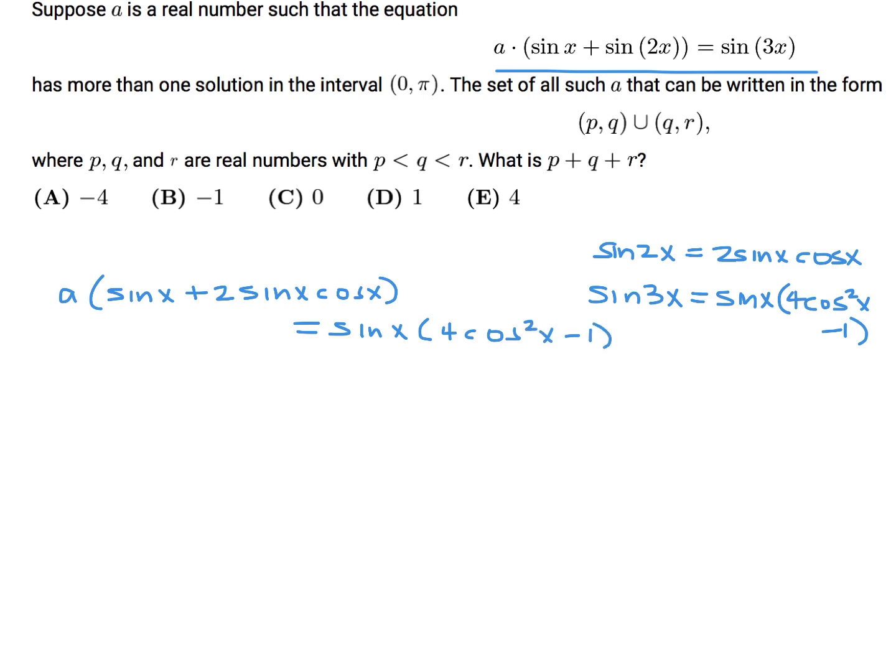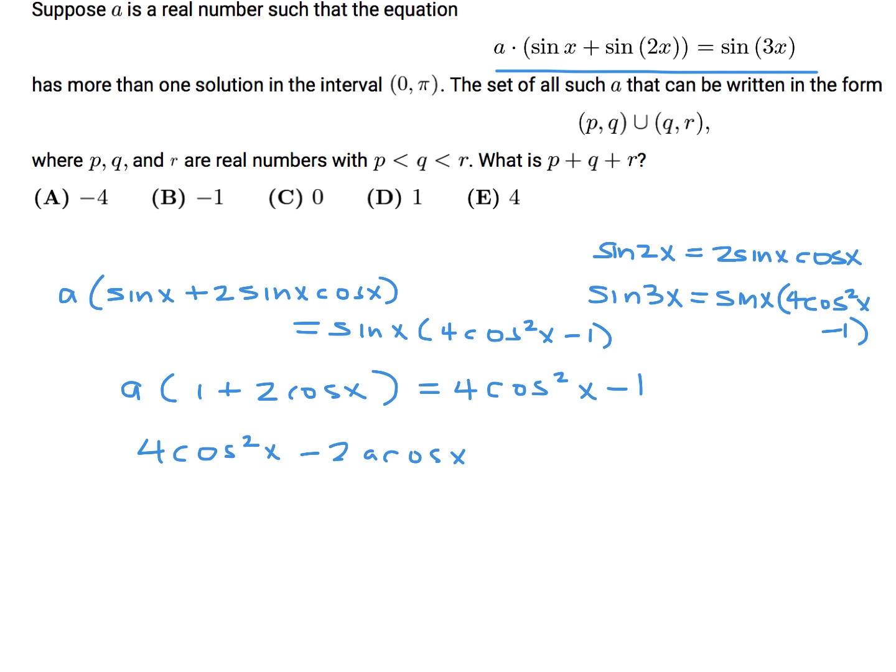All right, so now we have A times (1 plus 2 cos x). What I'm doing basically is I factored out the sine x and then got rid of it. So that's why it became 1 plus 2 cos x. And on this side, we're just left with 4 cos squared x minus 1. All right, keep on going here. Let's put everything on one side. And when you do, we get 4 cos squared x minus 2a cos x minus (1 plus a), and that's going to be 0.